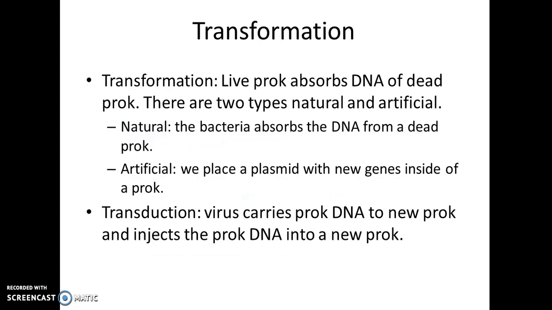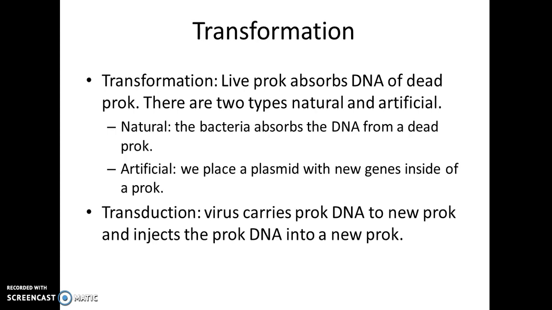Transformation occurs when a prok dies. DNA's out there. A new prok comes along, absorbs the DNA of the dead prok. Okay. Now there's two types of transformation. There's natural, and then there's artificial. And the natural, the bacteria absorbs the DNA from a dead prokaryote. Naturally happens in hospitals a lot. That's how you get the antibiotic resistance. And then artificial, we can actually place plasmids with the genes that we want on the plasmid into a prokaryote.